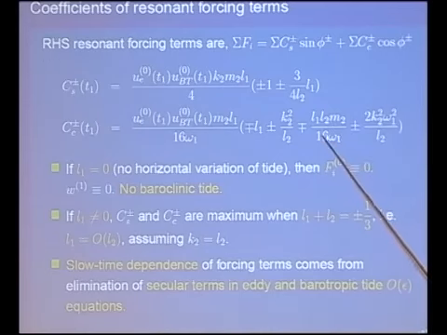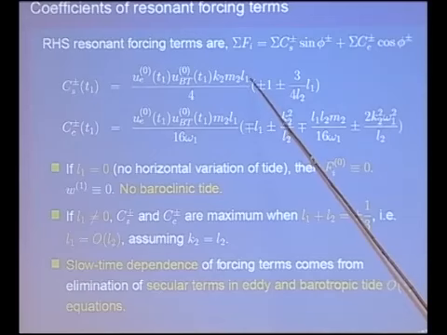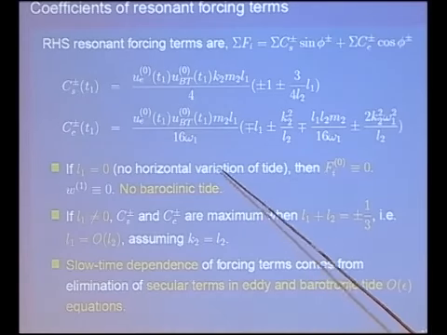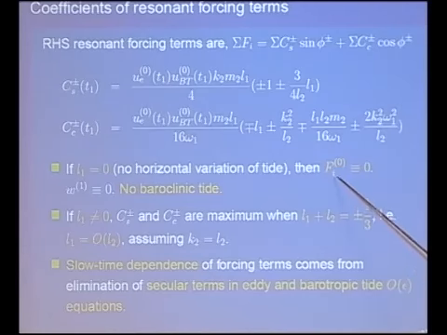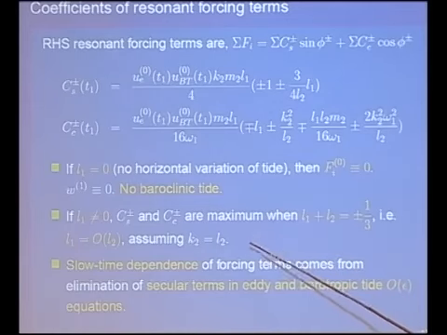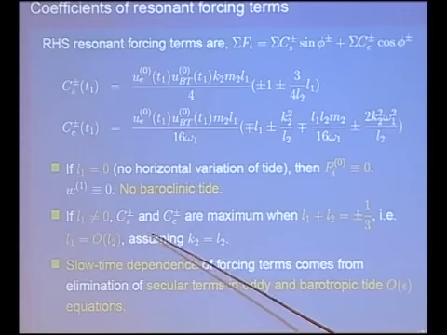And going back to the coefficients of the resonant forcing terms, we see that they assume a pretty complicated form like this. But right away what we can see is that if L1 is equal to 0, that is, if the baroclinic tide or the barotropic tide does not vary at all in the horizontal, then all of these forcing terms vanish identically. And so physically what this corresponds to is just the entire water column advecting the eddy field, like so. So there can be no transfer of energy to the vertical.